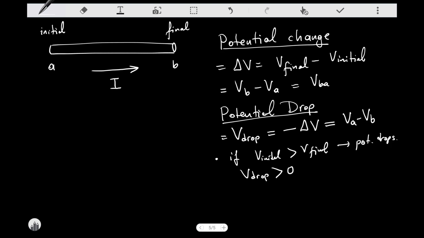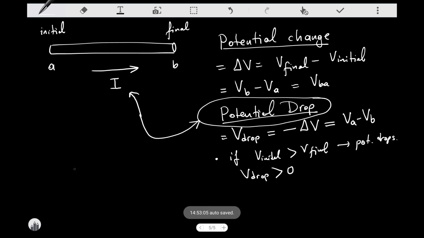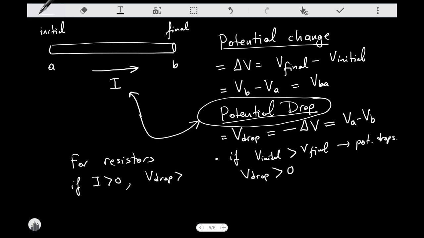Why do we define a different quantity called potential drop here? The reason is that, at least for resistors, basically passive wires, we will find that the potential drop is positive if the current is positive. So let's see it like this. For simple resistors, if the current appears to be positive, then the potential drop is also positive.